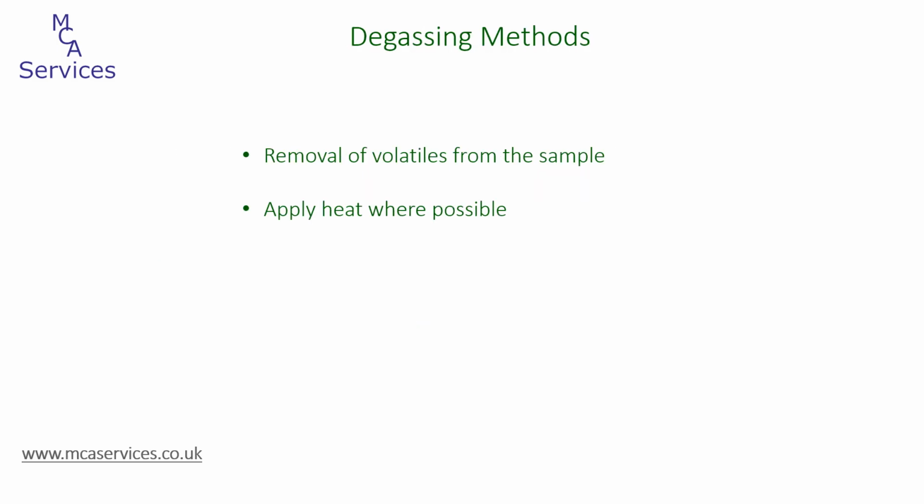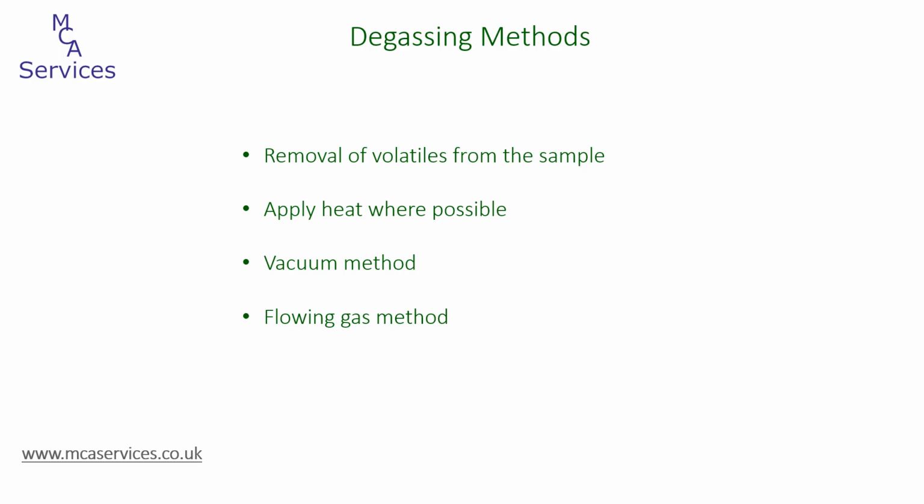For degassing, we should start by considering the methods that we could use. Somehow we need to remove the volatiles from the sample, and the easiest way to do this is by applying heat, so essentially boiling them off. However, we must be careful to ensure that the porous structure of the sample is not altered in any way, and for heat-sensitive samples this becomes of great concern.